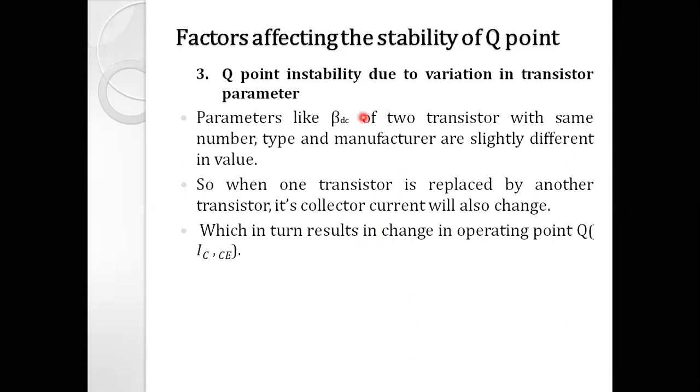Parameters like beta DC of two transistors with the same number, type, and manufacturer are slightly different in value. So when one transistor is replaced by another transistor, its collector current will also change. And because of that, the operating point gets shifted, right?